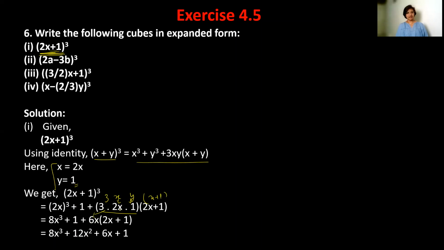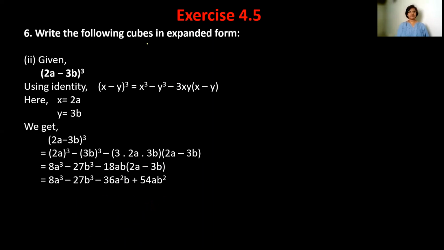After multiplying this, what will we get? 3 2s are 6x. Now we will multiply this 6x into this. So in the next step, what we have got here is 8x cube plus 12x square, since 6 2s are 12, plus 6x into 1, 6x, and this constant we have written at the end. You can write in any form, but I have made it here in descending order of the degrees of the expressions.